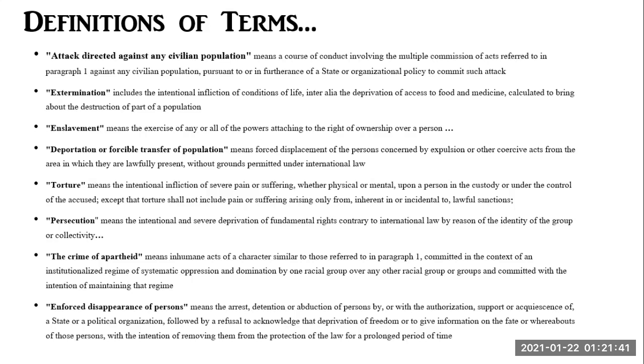The crime of apartheid means inhumane acts of a character similar to those referred to in paragraph 1, committed in the context of an institutionalized regime of systematic oppression and domination by one racial group over any other racial group or groups, committed with the intent of maintaining that regime.